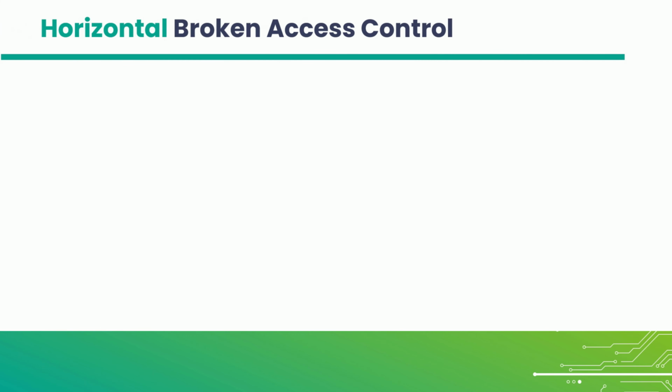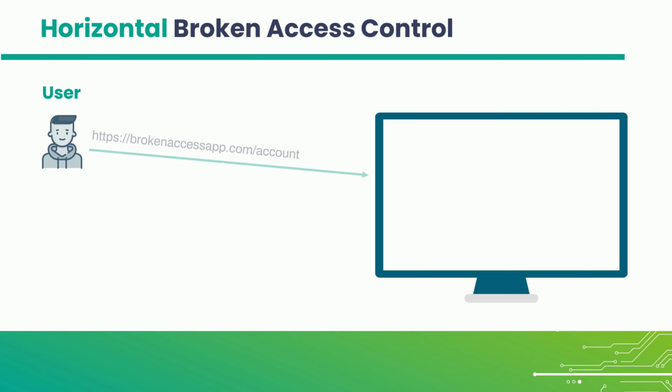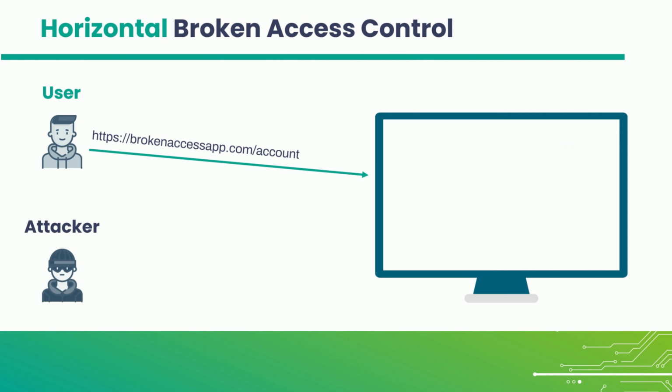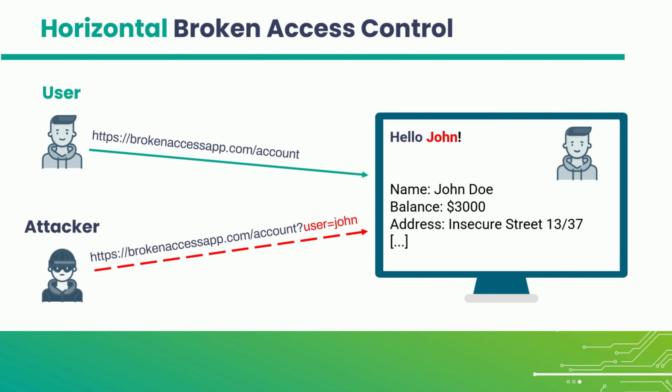User John logs into his account. He sees his balance, address, personal info, nothing unusual. But here's the catch. The app has a horizontal access control flaw. An attacker tweaks the user parameter in the URL, swaps in a different username, and boom, they can view someone else's private data. Why? Because the app doesn't validate ownership of the requested resource.